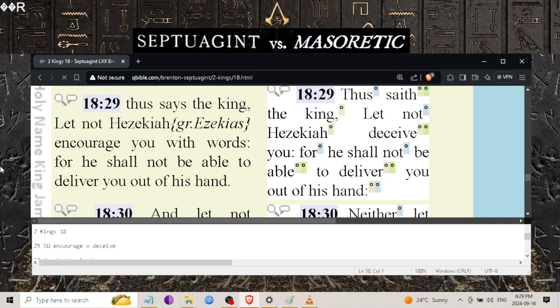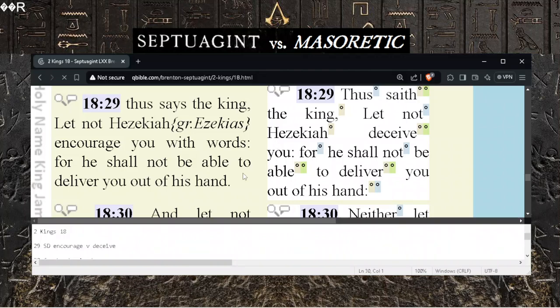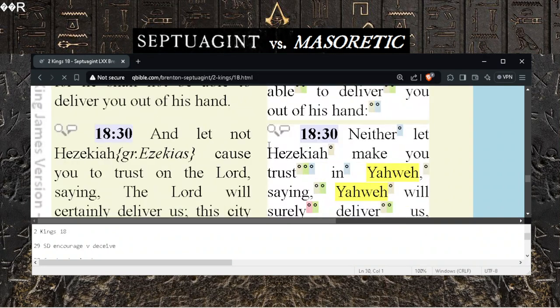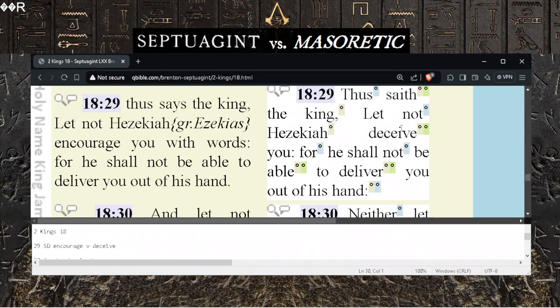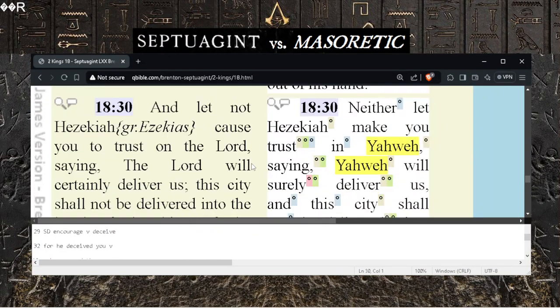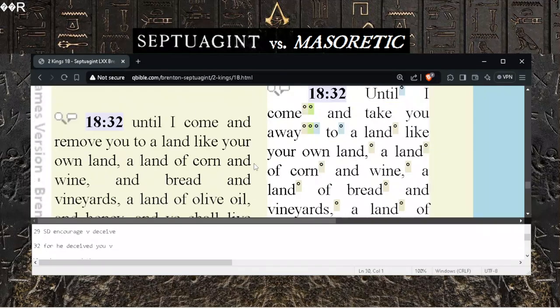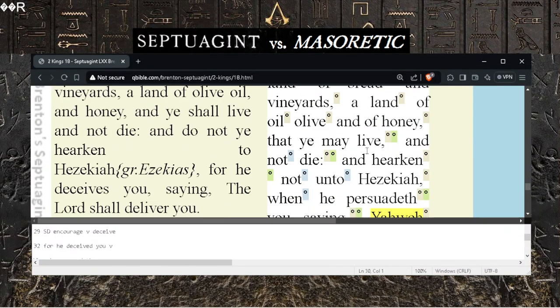Chapter 18 now, we see Rabshakeh speaking to the Israelites, and he speaks thus in the Masoretic: let not Hezekiah deceive you. Don't let him lie to you and trick you. Versus the Septuagint: let not Hezekiah encourage you with his words. Verse 32, again, he continues on with this difference.